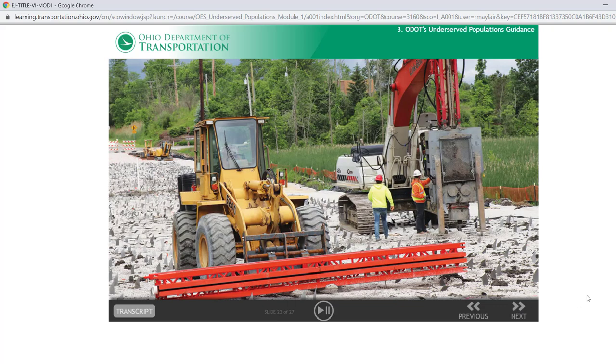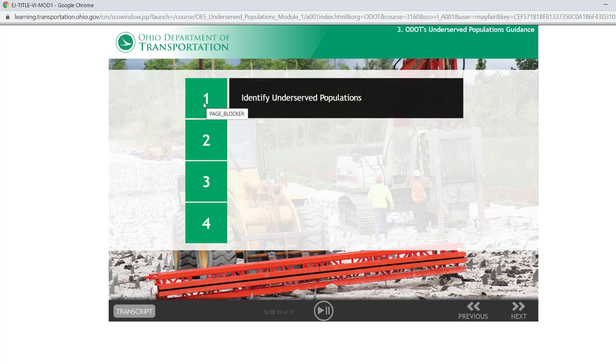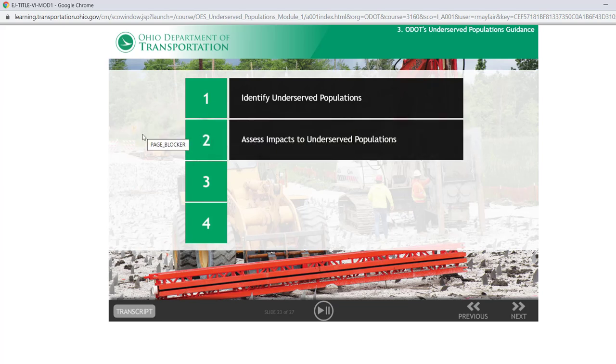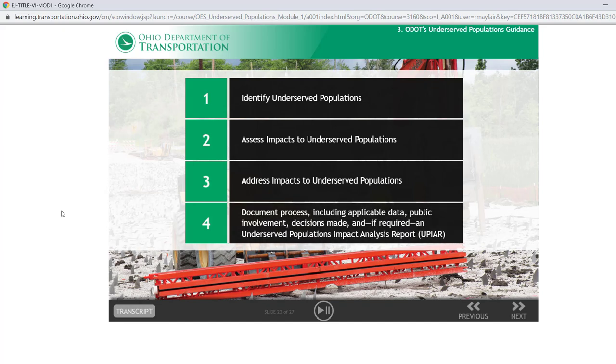Let's put into plain language how ODOT's underserved population guidance works. There are 4 basic steps. Click the buttons for each, starting with number 1. 1. Identify underserved populations. 2. Assess impacts to underserved populations. 3. Address impacts to underserved populations. 4. Document process, including applicable data, public involvement, decisions made, and, if required, an underserved populations impact analysis report.